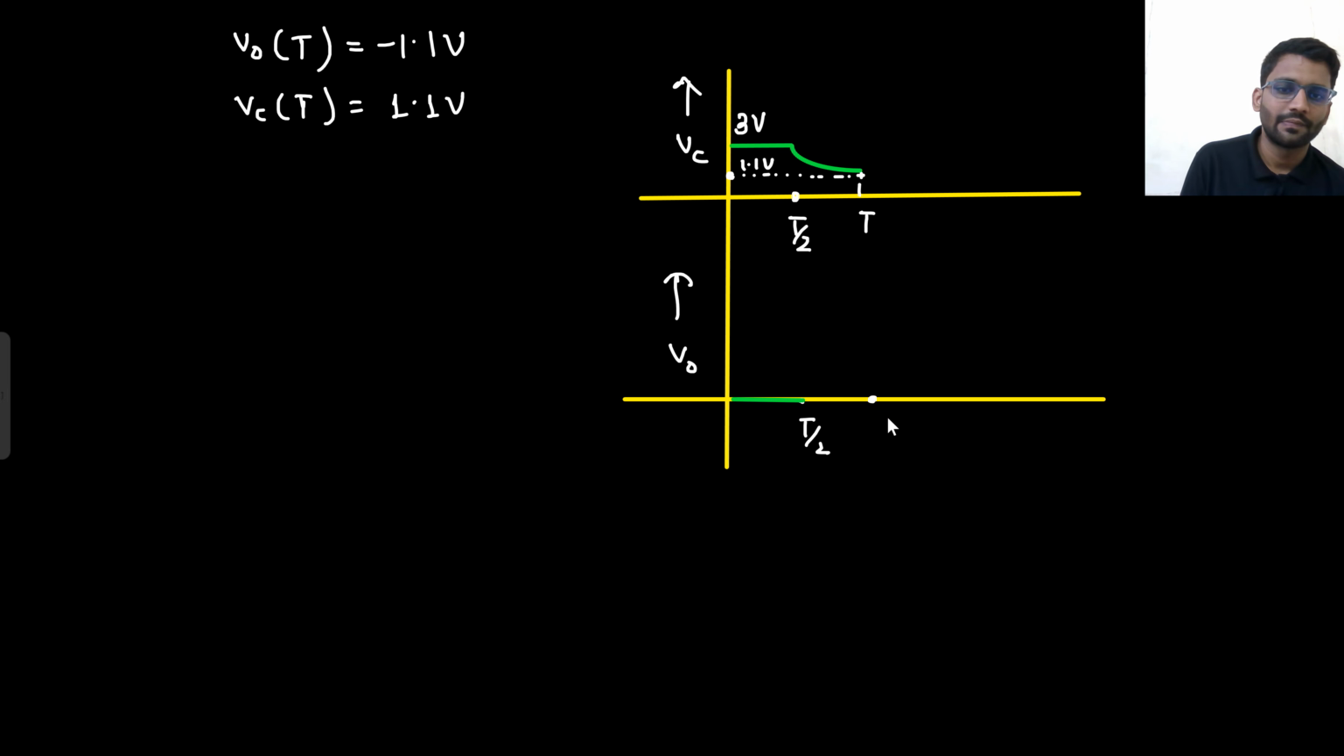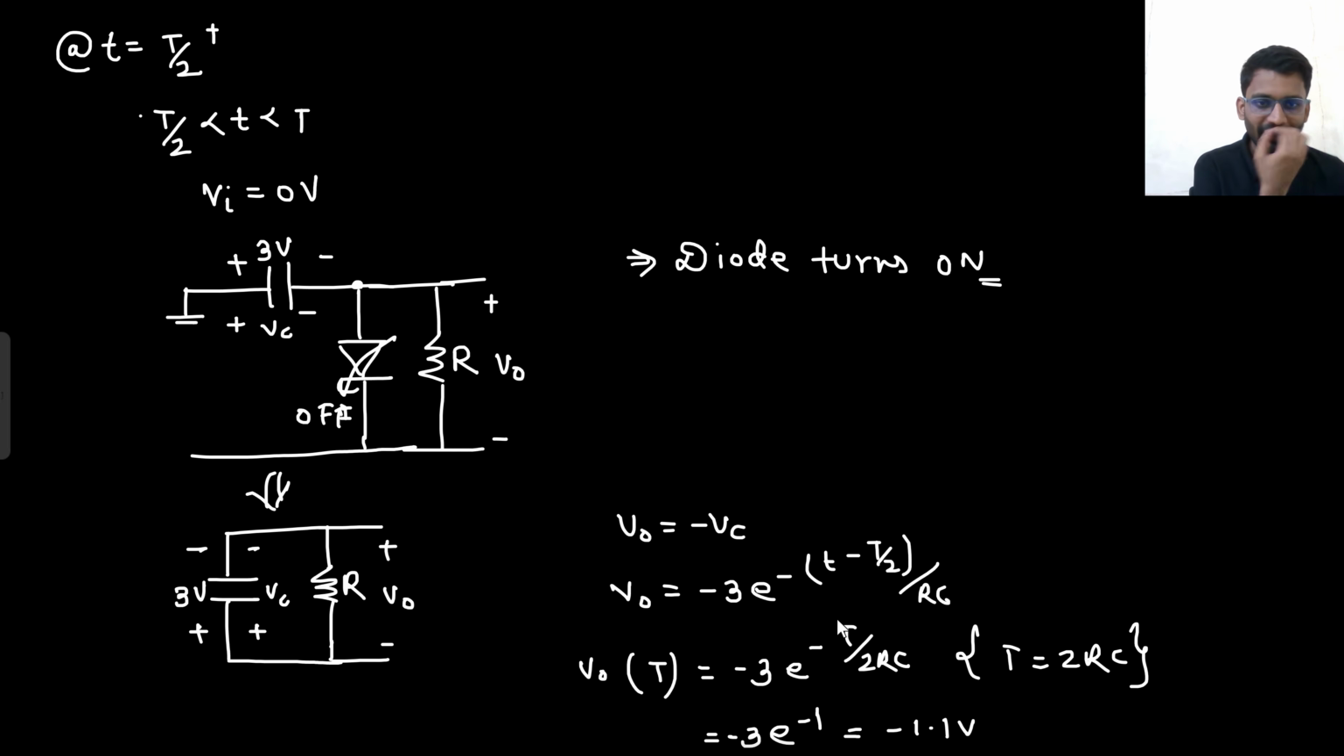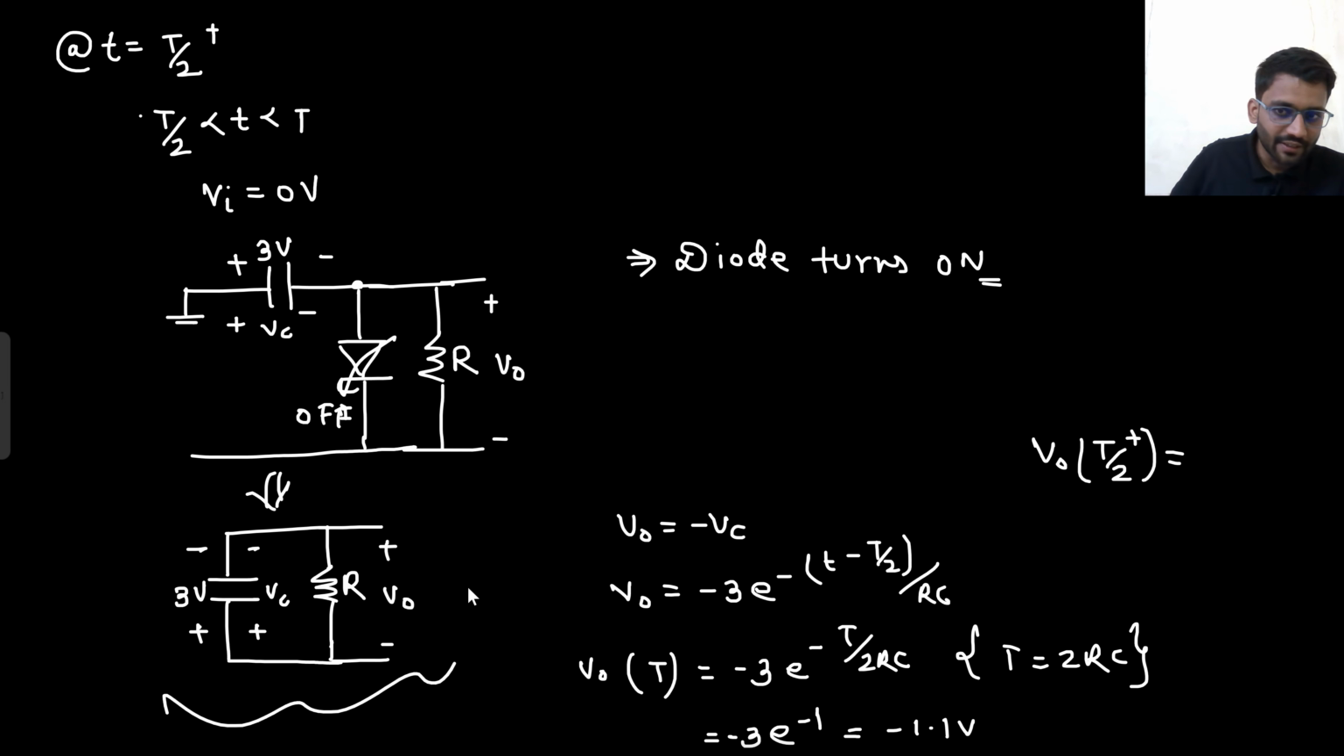What about V0? V0 value at t by 2 will be what? Suddenly the V0 value changes to minus 3 volt. At t by 2 plus, what is the value of V0? Tell me the value of V0 at t by 2 plus. At t by 2 minus it was 0 volt. At t by 2 plus it will be what? Minus 3, right? Because at t by 2 plus this is the condition. This potential is 0, this is grounded. 0 minus 3, so the value is minus 3 volt.